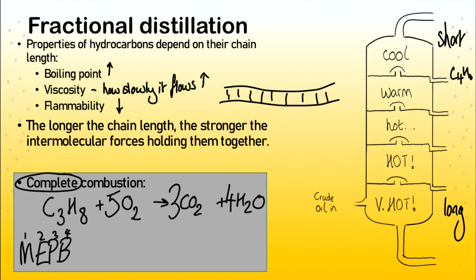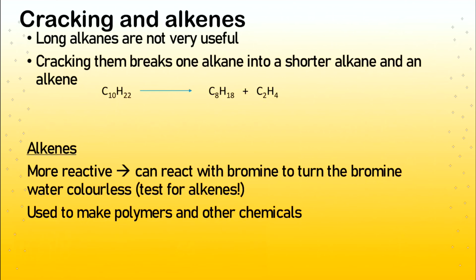So complete combustion is always using enough oxygen to produce carbon dioxide and water. And when you look later in this paper, you'll be looking at how incomplete combustion can sometimes produce carbon monoxide, which is when we don't have enough of the oxygen, and we end up producing carbon monoxide, CO, instead.